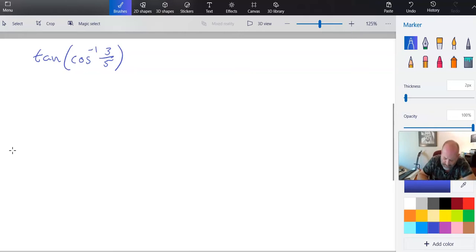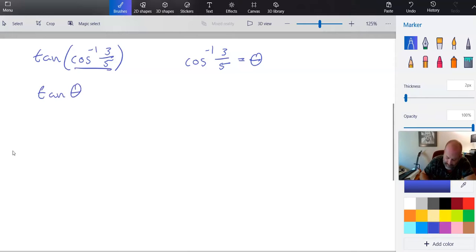We start by pulling this cosine inverse out. Cosine inverse has to be equal to an angle. That's what we're looking at. Cosine inverse, I'm going to call theta, because why not? I can call it anything I want. I'm going to call it theta for right now, which means that what we're really looking at is tangent theta, because this is now theta.